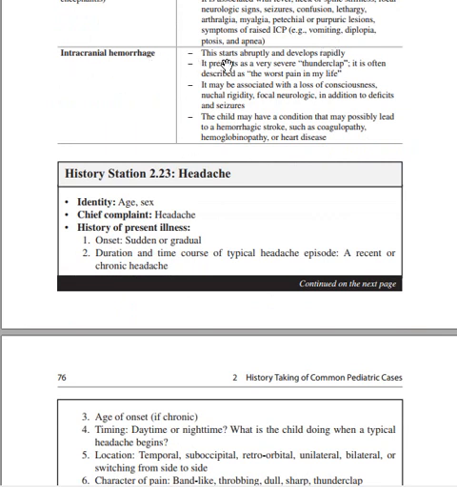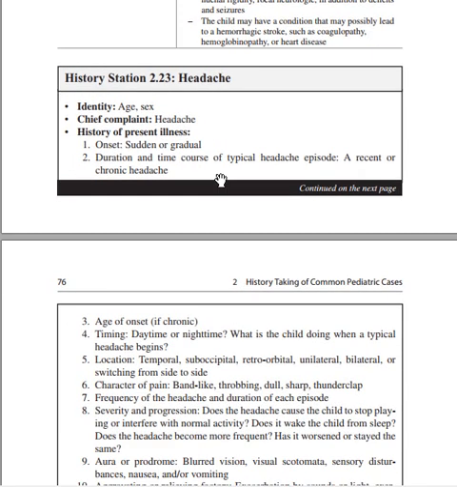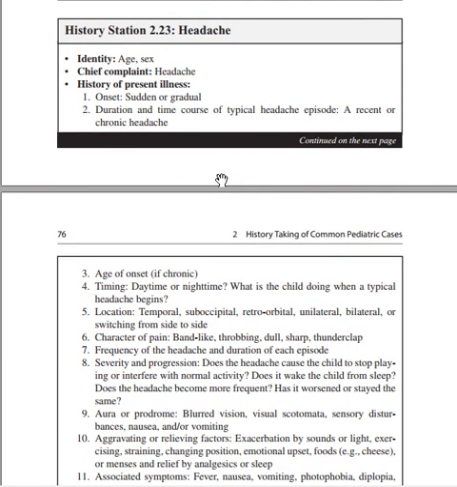Intracranial hemorrhage starts abruptly and develops rapidly, presenting with severe thunderclap headache, like in the case of subarachnoid hemorrhage. It's often described as the worst pain in my life. It may be associated with loss of consciousness and focal rigidity. This is particularly for subarachnoid hemorrhage. The child may have a condition that may possibly lead to hemorrhagic stroke, such as coagulopathy, hemoglobinopathy, or heart disease.